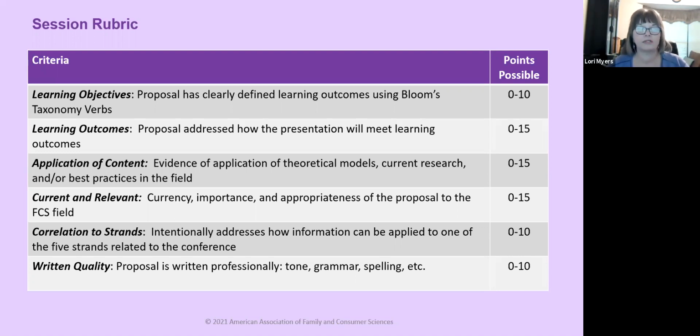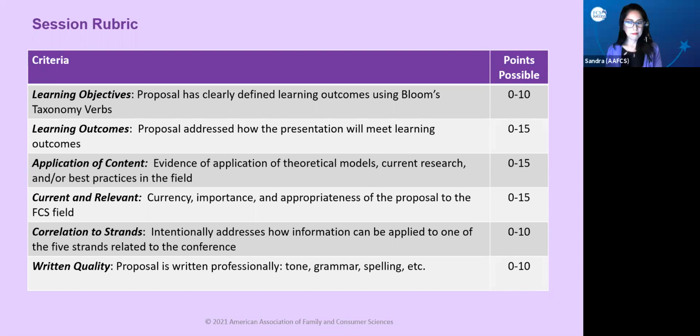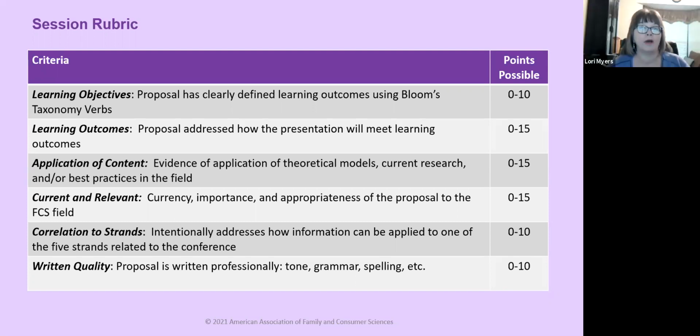And so what will they be scoring your presentation on? First of all, they're going to be looking at your learning objectives and whether there are clearly defined objectives and outcomes for the session. You can see there's a potential for 10 points just on your learning objectives. Not only do we want to look at your learning objectives and make sure they're very clearly defined, but the reviewers are also going to look at your proposal and how it addresses those learning objectives to meet and earn those outcomes. So think about it from the standpoint of what will the attendees know and be able to do after your session.